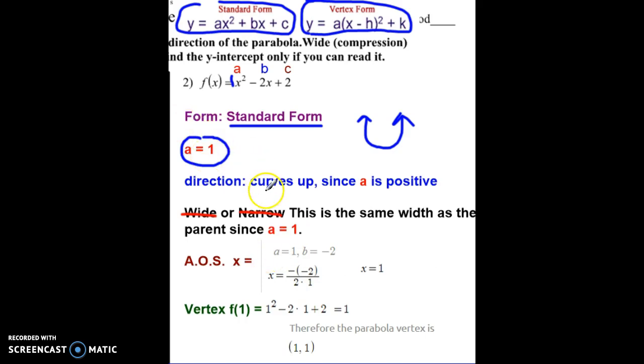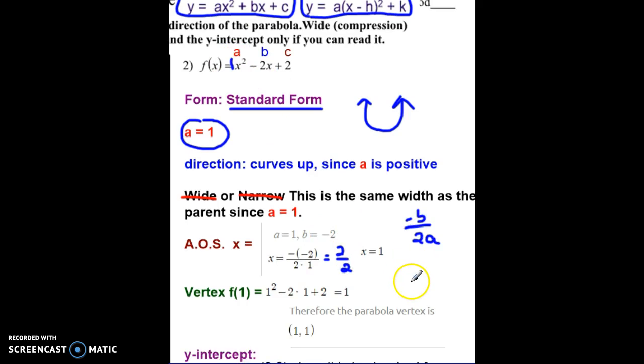To figure out my axis of symmetry, I have to calculate it. The opposite of b over 2a is my axis of symmetry. b was negative 2, so the opposite of negative 2 is 2. So I have 2 divided by 2 times 1, which is 2. That's how I ended up with 1. So my axis of symmetry is 1.